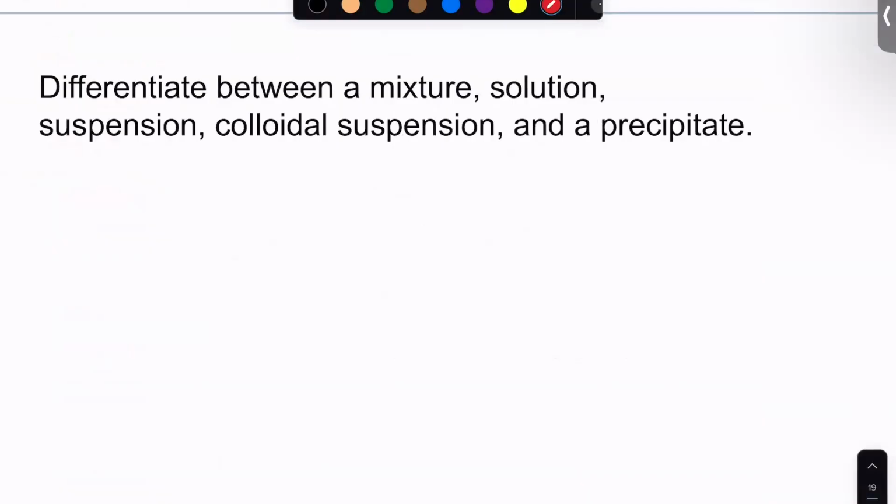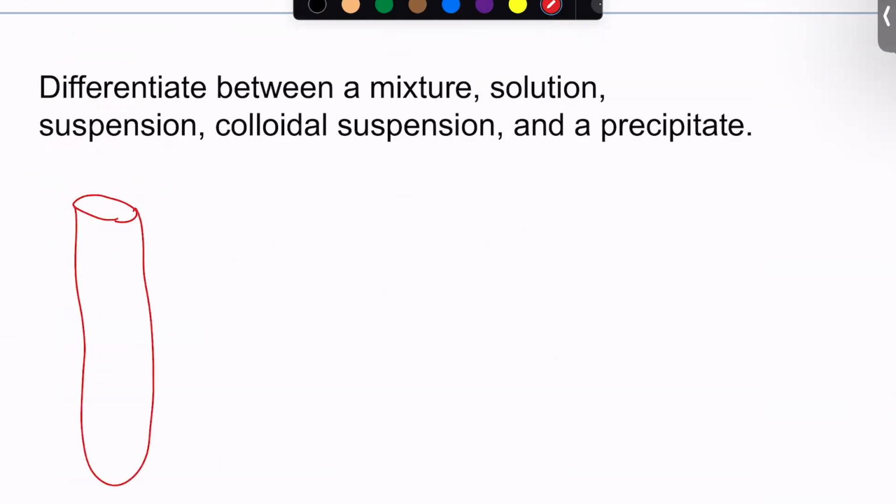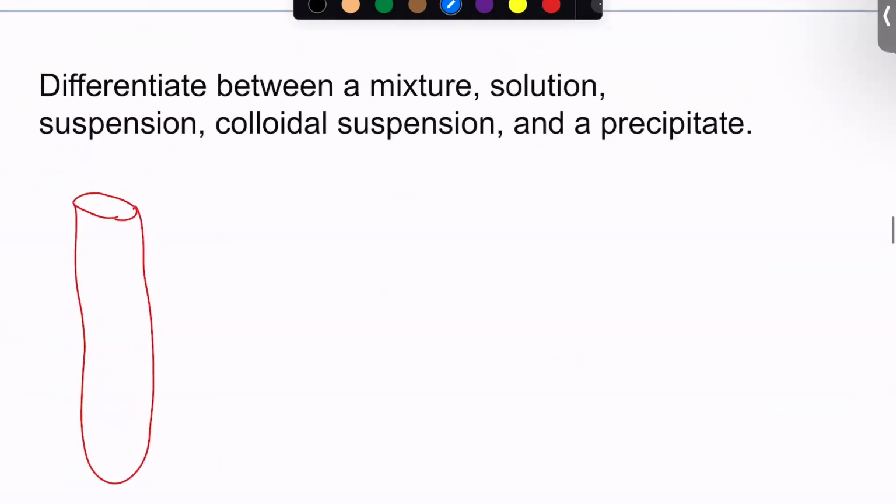All right. Differentiate between a mixture, solution, suspension, colloidal suspension, and precipitate. So the big three. In a solution, so I have a little picture right here, the solution is going to be whatever the liquid is mixed in completely with the solute. So this is like your stereotypical NaCl. I don't know what the exact percent is, but say you have 5% NaCl, that's an example of a solution. A solution really can't be separated very easily, where a mixture could be.